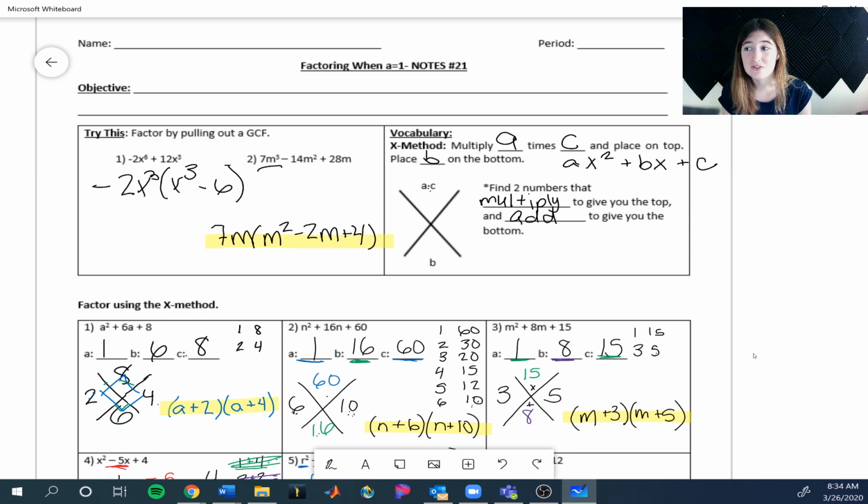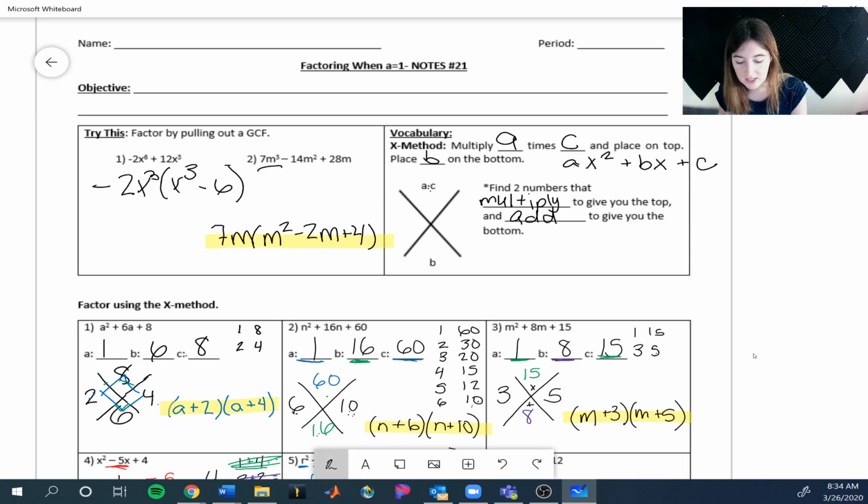All right, yesterday we worked on the X method. That means we have A times C on the top and B on the bottom. We're looking for two numbers that multiply to give me C and add to give me B. Now we have different options. Sometimes one number is going to be positive and one negative, sometimes they're both positive, sometimes both negative. It just depends on what we're given for our expression to factor.